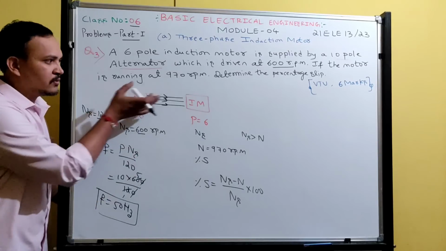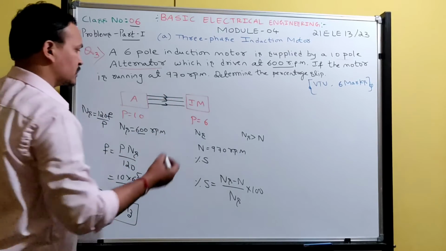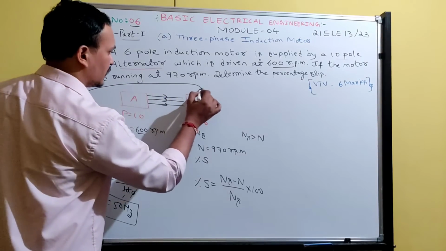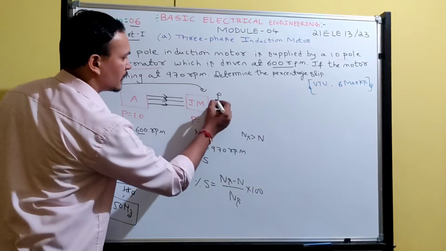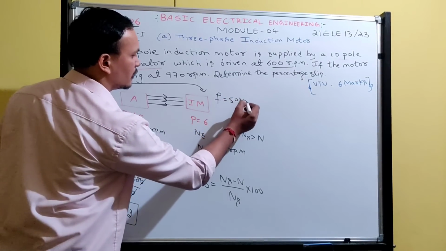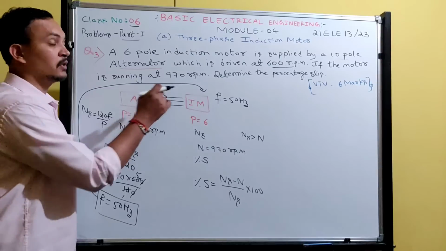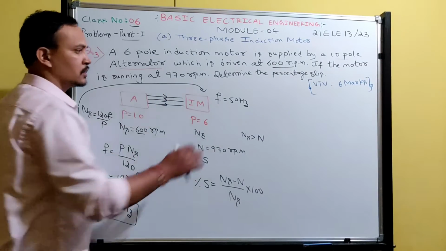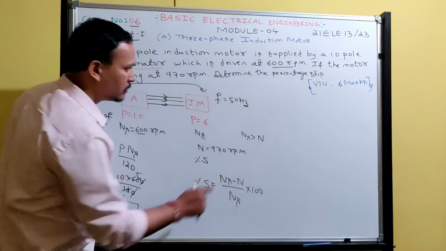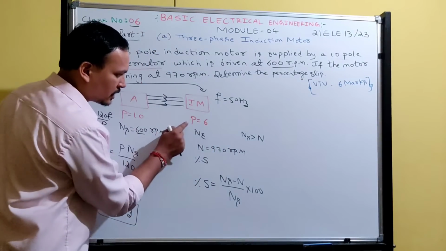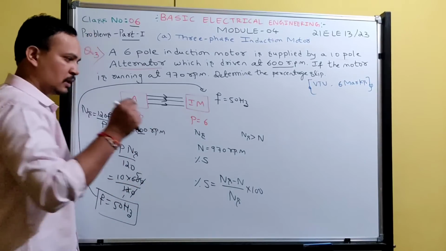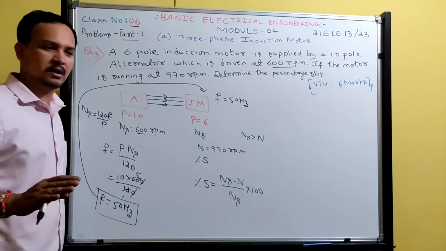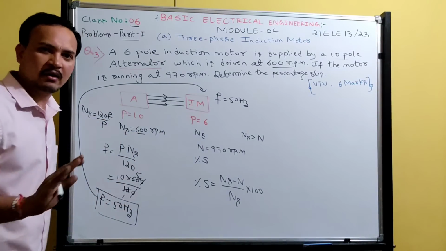Now that supply is given to the induction motor. So whatever the frequency in the alternator, that frequency will be the same for the induction motor. This is the stator frequency. One more frequency in the induction motor is called rotor frequency. Stator frequency is 50 Hz. Now with this frequency and this number of poles, calculate Ns and you should get an Ns value more than N. Then only it is an induction motor, otherwise the question is wrong.